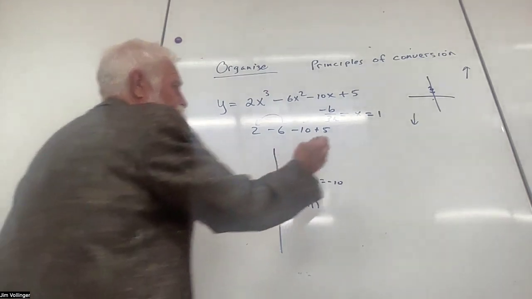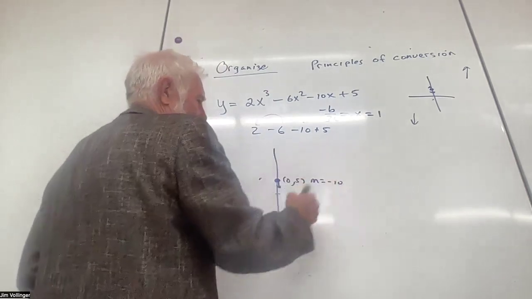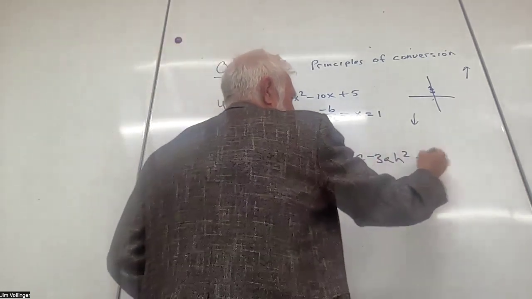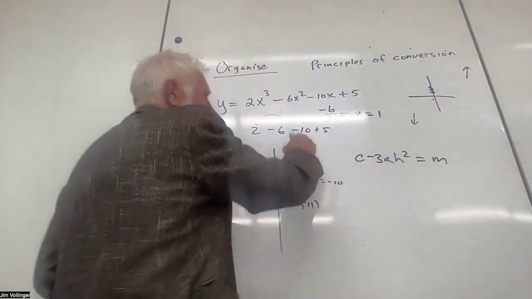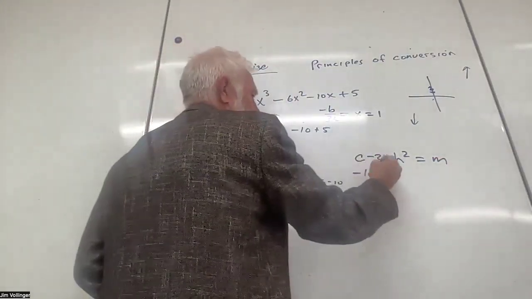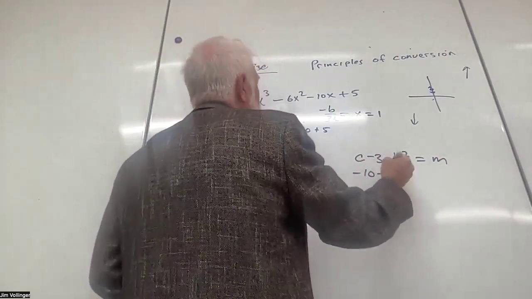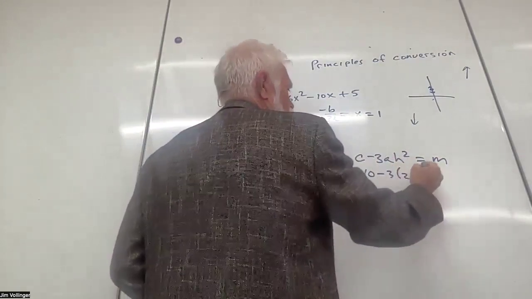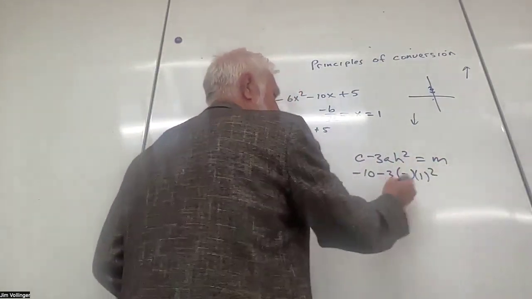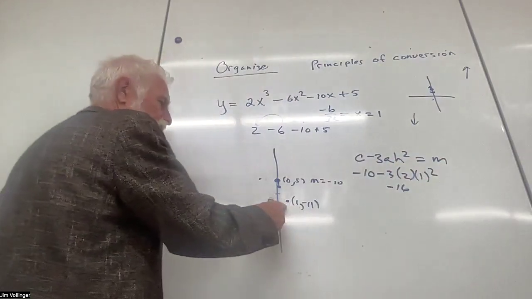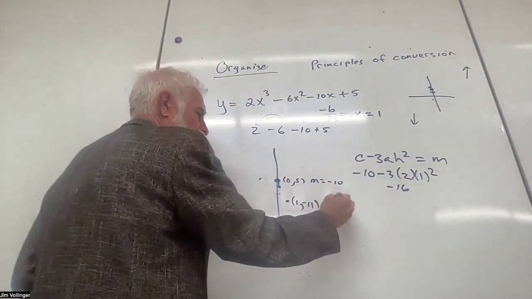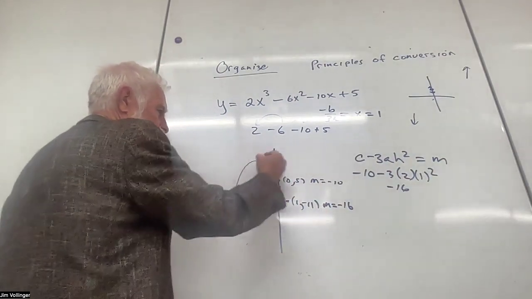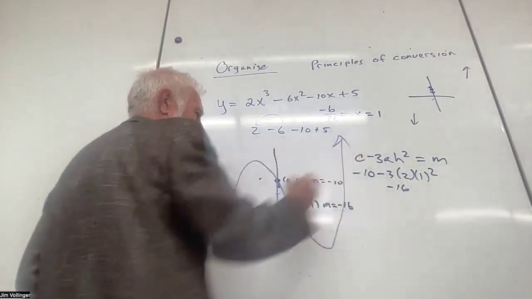So now I've got to find my maxes and my mins. So at negative 11, c minus 3a h squared is going to be the slope at that instant, which is equal to minus 10 minus 3. Don't make any mistakes here, Jim. 2 and 1 squared. So that looks to be minus 16. I'm going down quickest right here. My slope is equal to minus 16. So it looks like I'm going to look something like this.